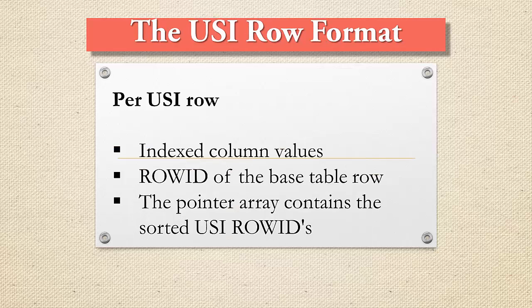A unique secondary index subtable is made of, first, a row hash representing the value combination of the index columns, next, the columns over which the index is defined with the original values entered in the cells, and finally, the row ID of the base table row. In blocks filled with unique secondary index entries, the row pointer array contains the sorted row IDs.